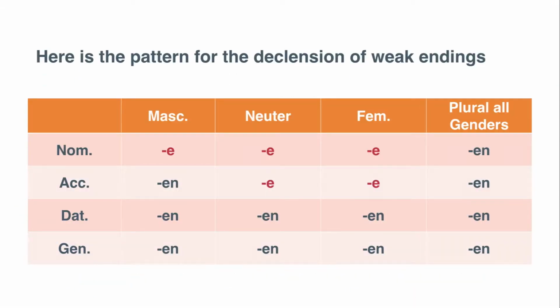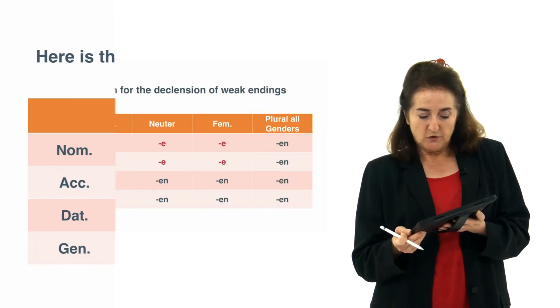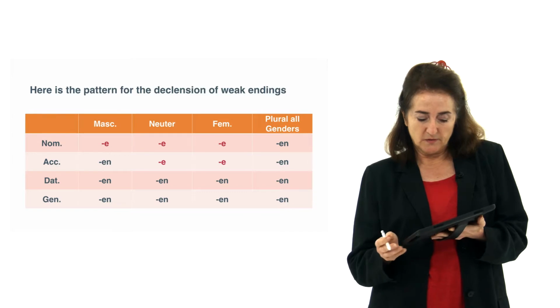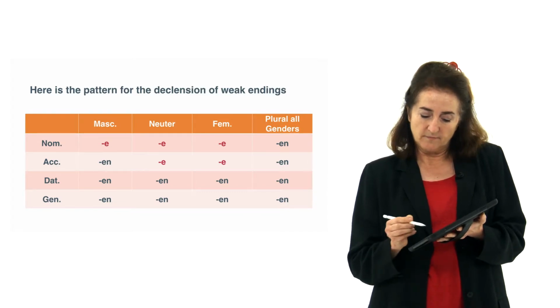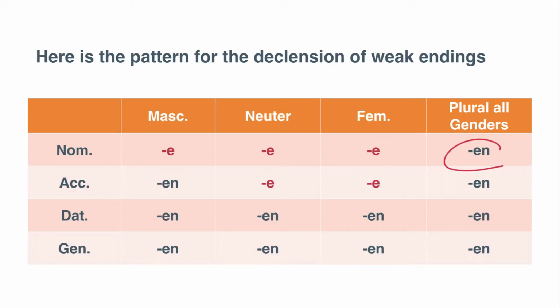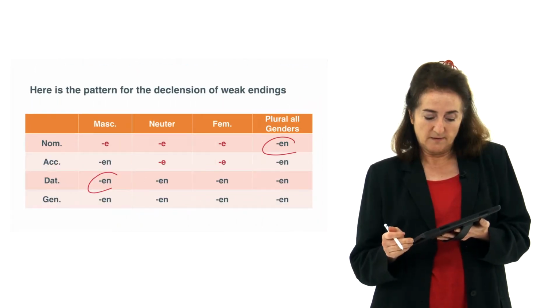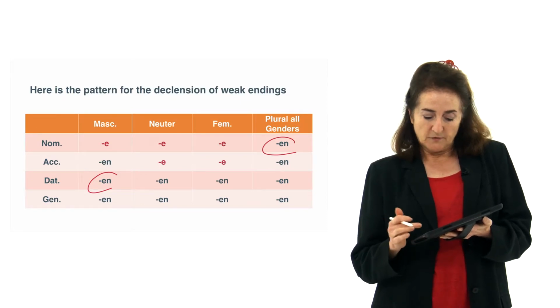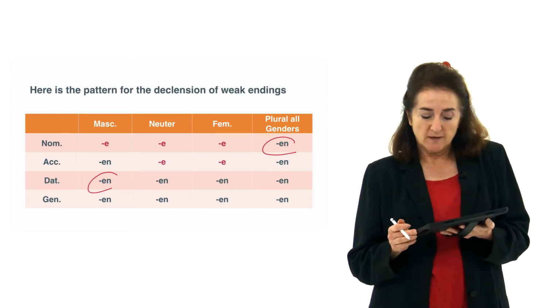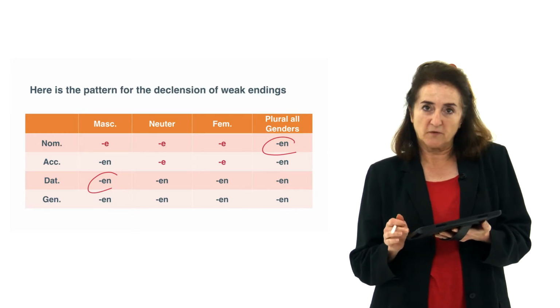Okay, yet another chart with endings. This is the pattern for declension of weak endings, which are the easier ones. And you notice it's mostly en endings, except for 5 endings. So there is not really that much to memorize, but certainly one needs to know that. So just review all the charts, do the exercises, and you'll be on top of it in no time.